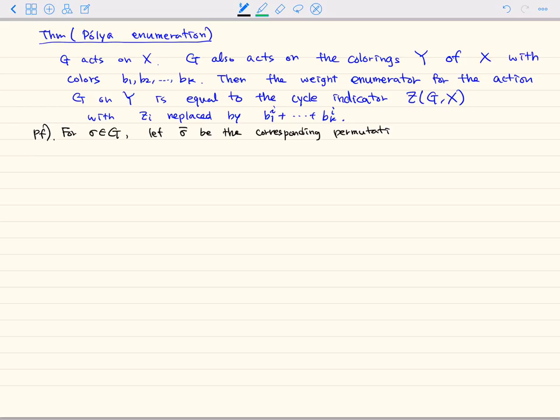Corresponding permutation of x. So sigma bar is a permutation of x. And let me recall to you, sigma, the group G also acts on the coloring from this action. So each element in the coloring in Y is of this form.